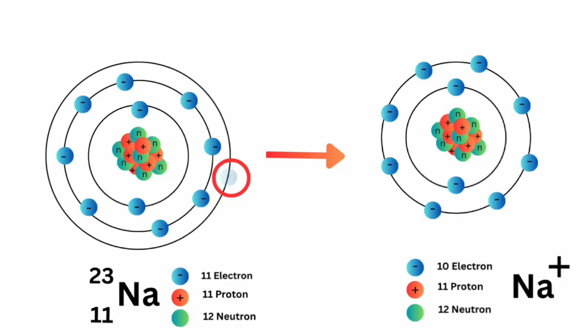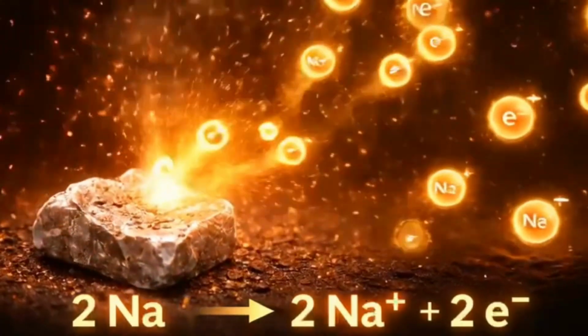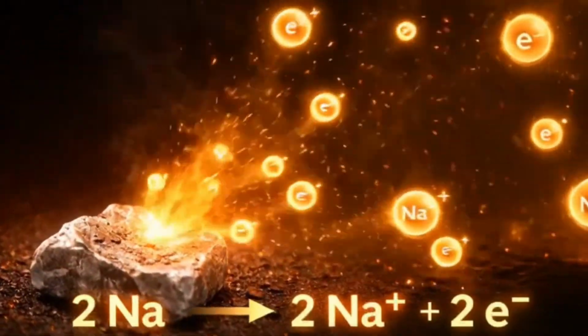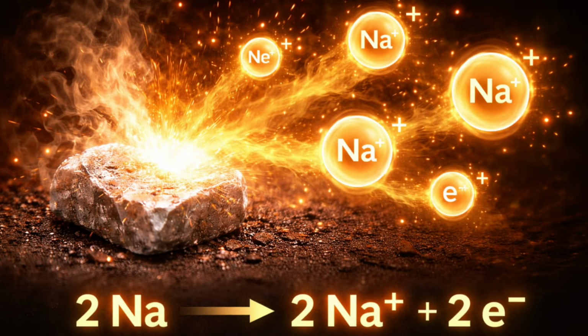When metals react, they tend to lose electrons and form positive ions. For example, when sodium burns in air, each sodium atom loses one electron to form a sodium ion.